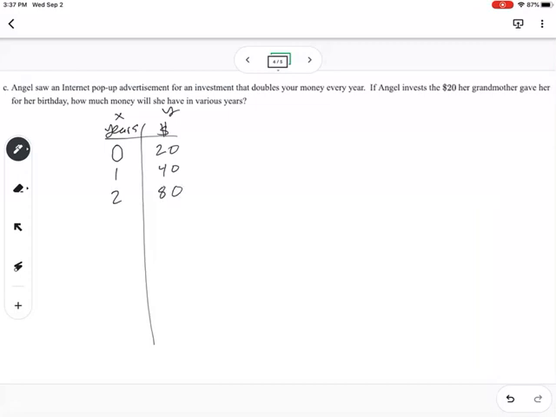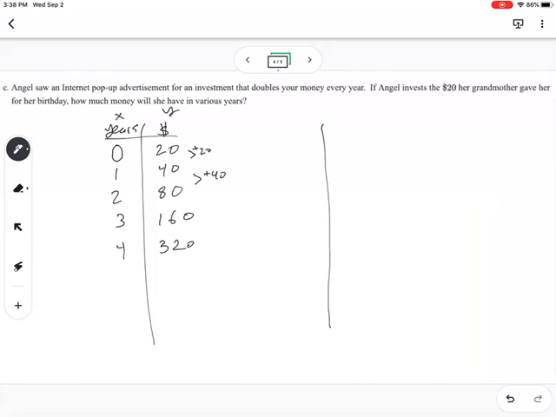So after 2 years, it's going to be 80. So you see here it increased by 20, and here it increased by 40. So it's not changing at a constant rate, but it's doubling, which is a different thing. This would be what we call exponential growth. So here we have 160. You see the numbers getting big very fast, and so forth.